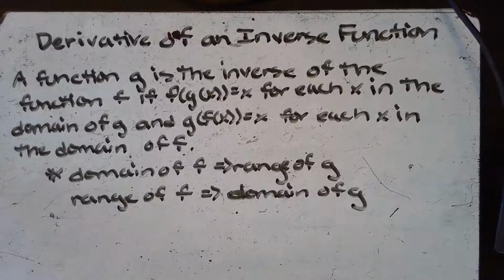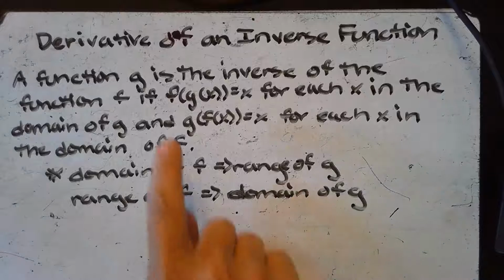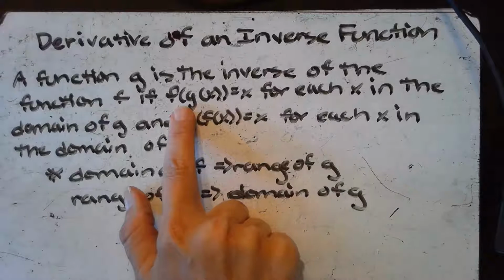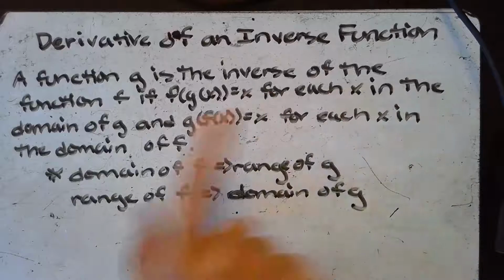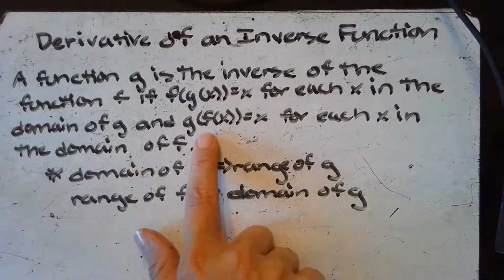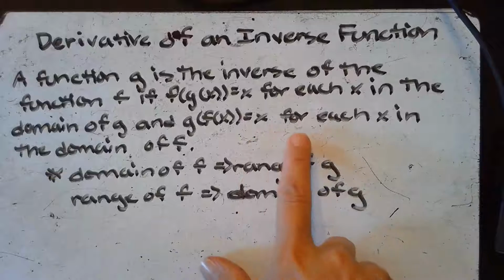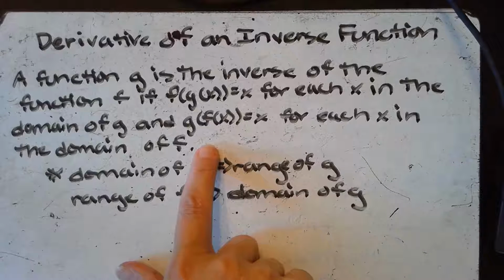Today we're going to look at the derivative of an inverse function. So let's review inverse functions first. A function g is the inverse of the function f if, when we take the composition f of g of x, it equals x for each x in the domain of g, and g of f of x equals x for each x in the domain of f.